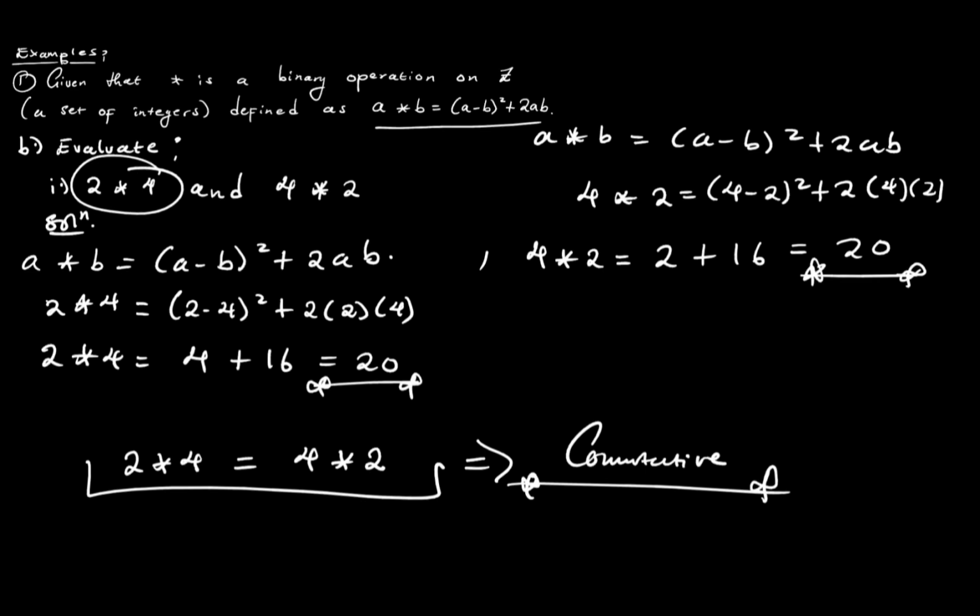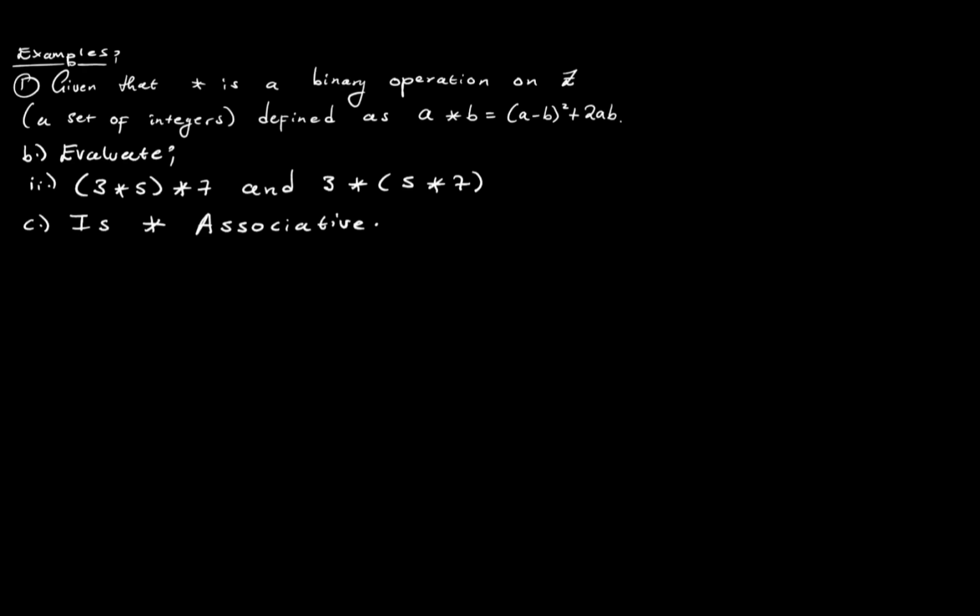Let us also try to solve another portion of this same question. Let's say we have been told to now evaluate this here. Now, whenever we are operating this type of question, where we have, let's say, 3 star 5, then star 7, remember we have to follow BODMAS. We have to start with the brackets first. So I first have to find the value of 3 star 5.